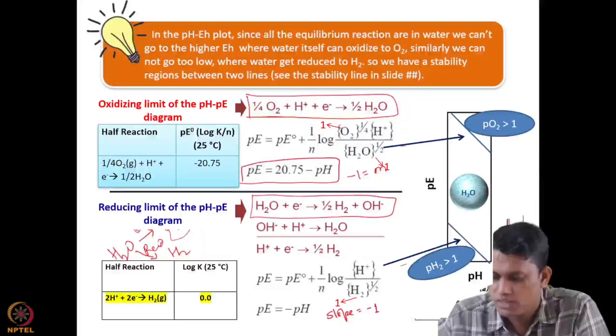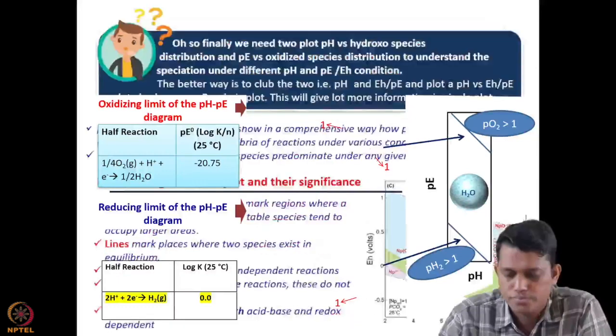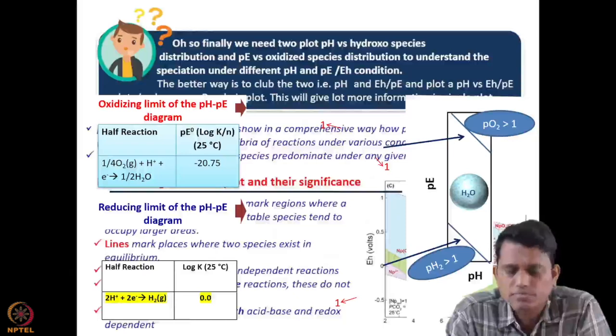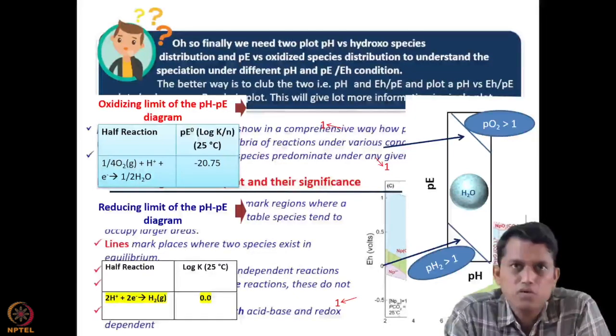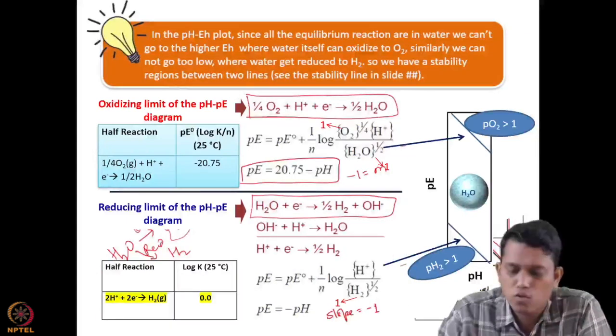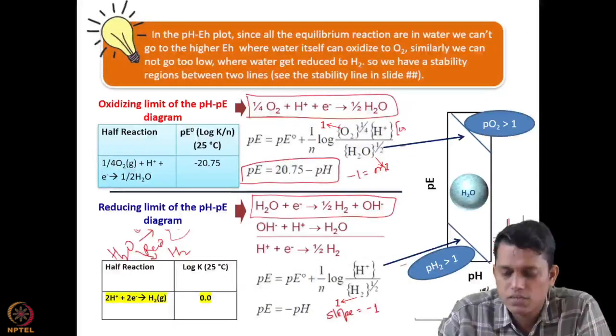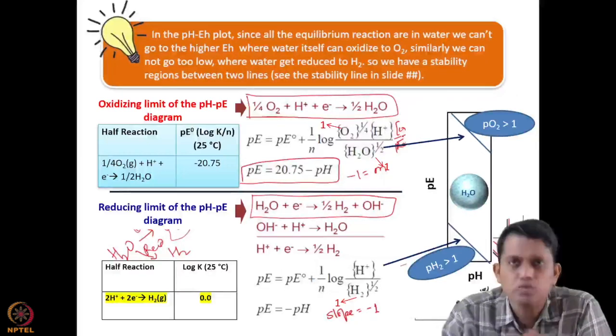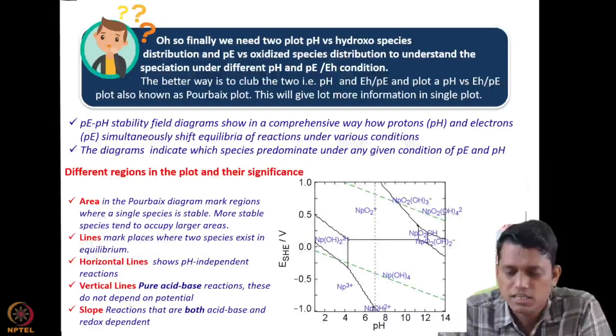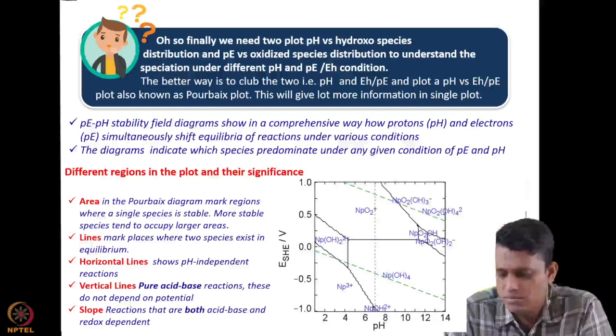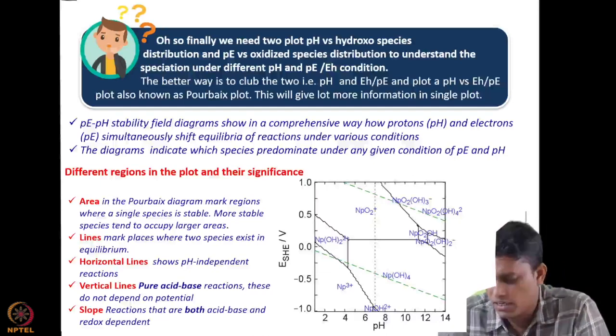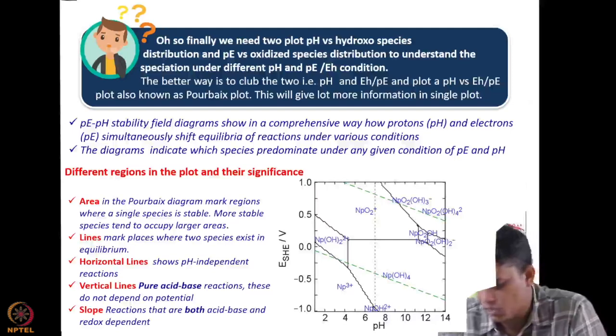All the reactions should be inside this zone. And then we have seen that when we use the equation that we have derived, that pE is equal to pE naught plus 1 by n log of oxidized species divided by reduced species, then we can use this equation and we'll get different lines in the pH-pE diagram. And again, this is your oxidizing and reducing limits.